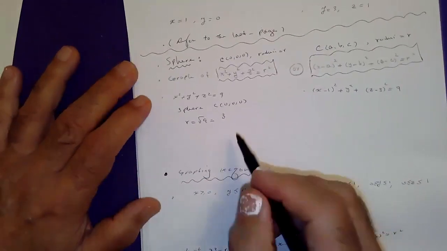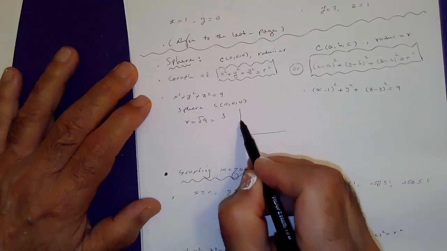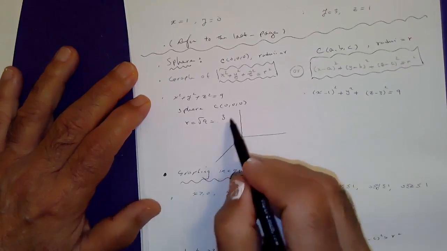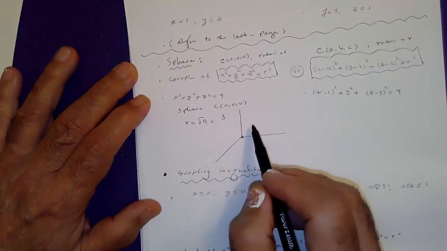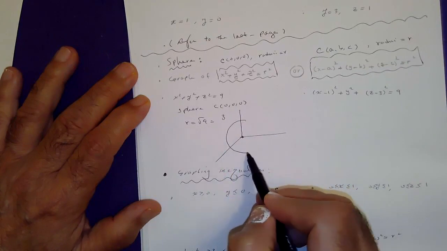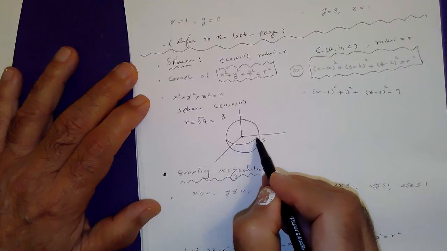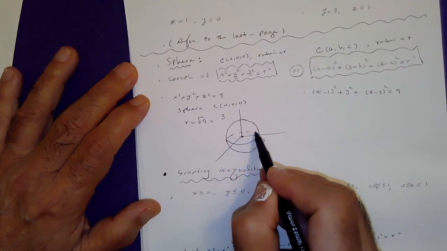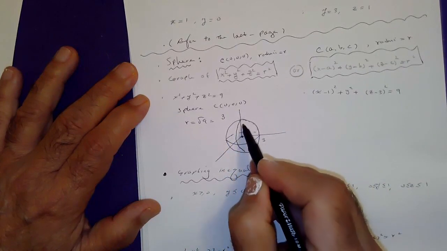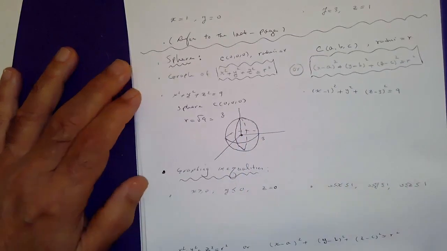So how would you graph a sphere? You go, okay, here's my three-dimensional space. The center is at the origin. So here is 3. And to make it look like a sphere, we do this. And now we have a sphere.